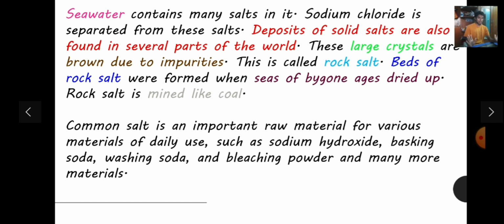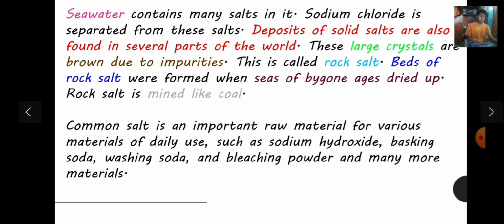The rock salt was formed by the evaporation of this sea, and this led to the formation of rock salt bed layers, which formed land. Rock salt is mined like coal. You know coal, there are coal mines. In order to obtain coal, we go into a coal mine and mine it. Similarly, rock salt also has several mines where you get this salt.